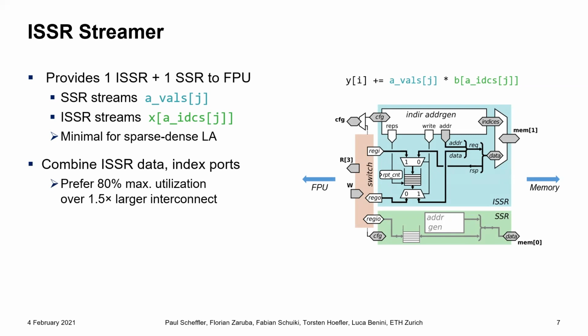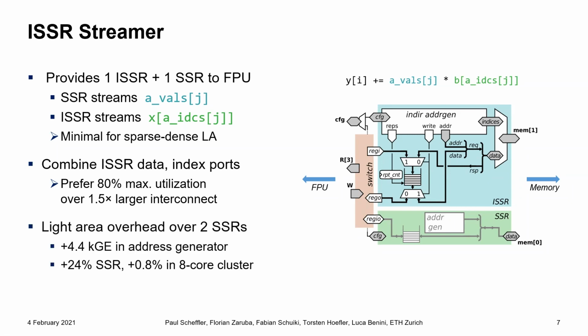algebra. Here, as we can see, on the ISSR, we combined the data and index ports because we prefer a limited maximum utilization, 67% for 32-bit indices and 80% for 16-bit indices, over a larger interconnect because we add an additional port to our cores. And this results in a fairly light area overhead for two such SSRs, with a 4.4 kilogate equivalent overhead in the address generator due to the indirection capability, and 24% in a single SSR, or 0.8% with such an ISSR plus SSR configuration in an 8-core cluster.